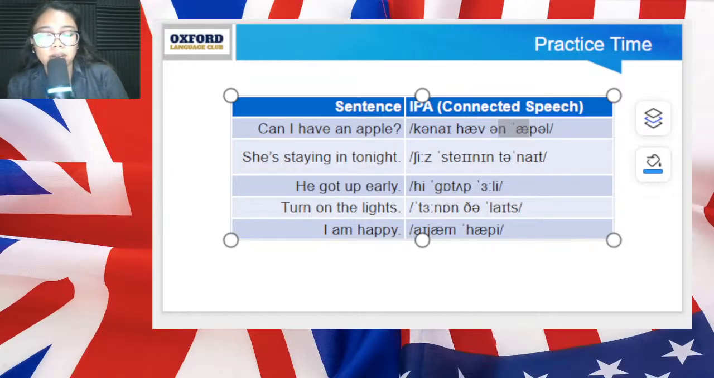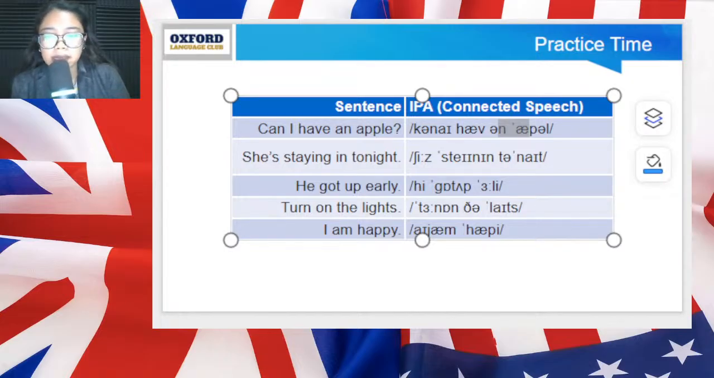Now you try it with me. Focus on making those connections smooth, like there are no gaps between the words. Can I have an apple? Can I have an apple? Can I have an apple? Again, can I have an apple? All right, great job feeling that flow.